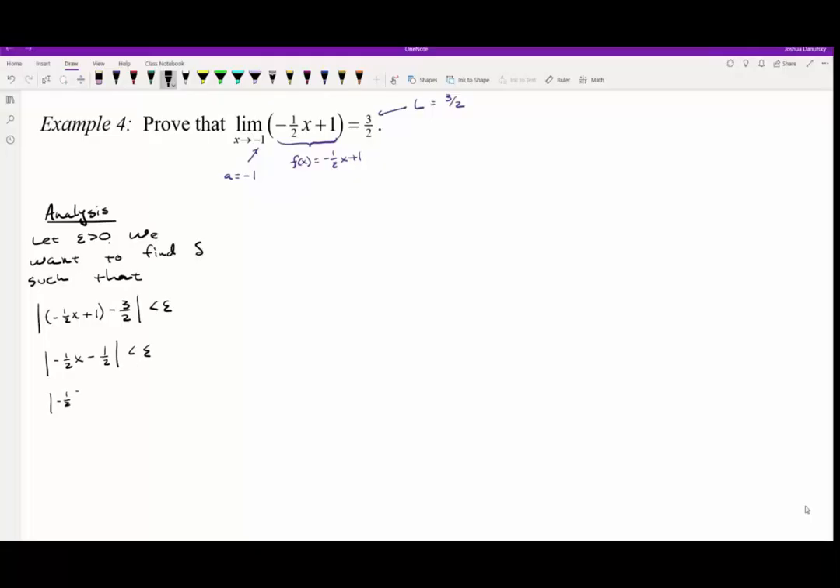Now we'll factor out the -1/2. And when the -1/2 comes out of the absolute value signs, it becomes positive. So we're going to put a +1/2 on the outside. And I'm going to rewrite the x plus 1 as x minus negative 1. And the reason for that is because negative 1 is a, and so that's the distance between x and a, or x and negative 1. And that's less than epsilon.